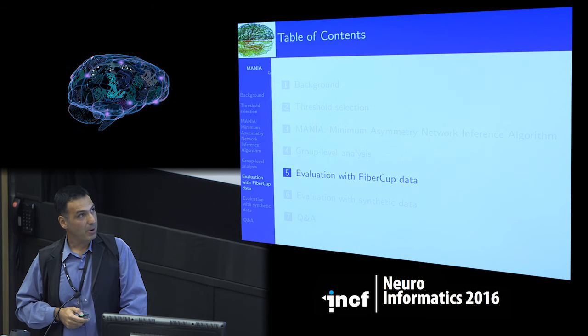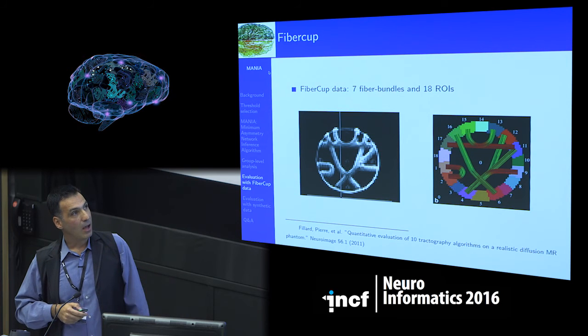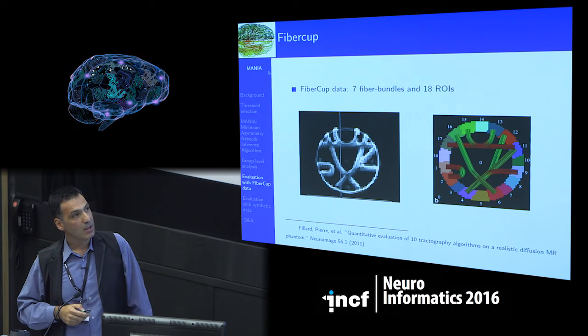So I'm running out of time here. I was planning to also show you some results for how we evaluated this method. Very briefly, we used FiberCup, which is a particular structure people have created. It has basically 7 actual fiber bundles. Some of them are pretty challenging. There is some splitting going on here. There is some kissing going on here. There are overlaps. There are sharp turns.